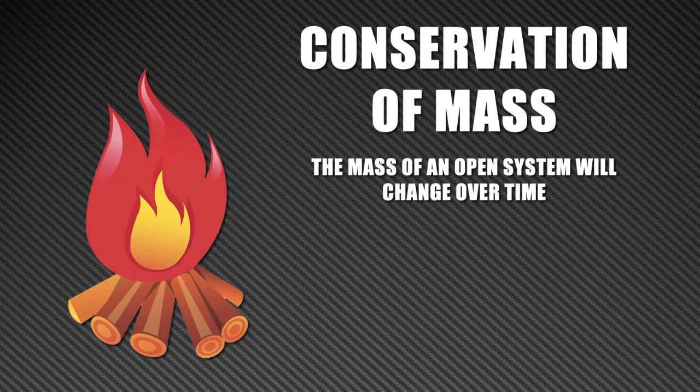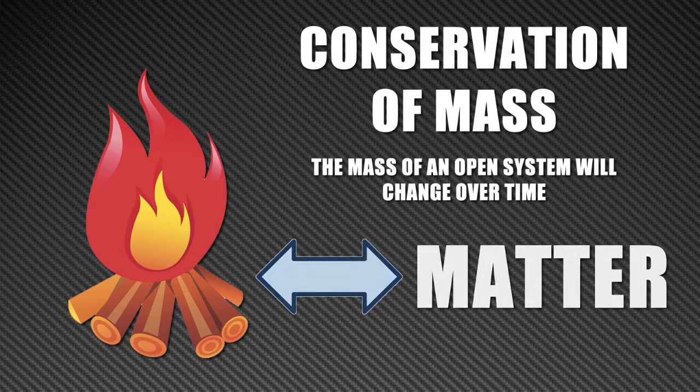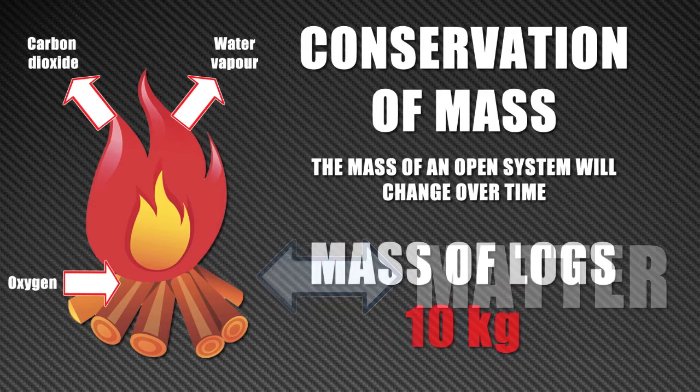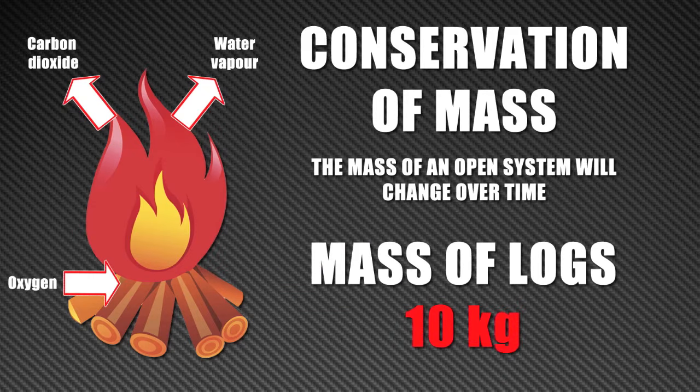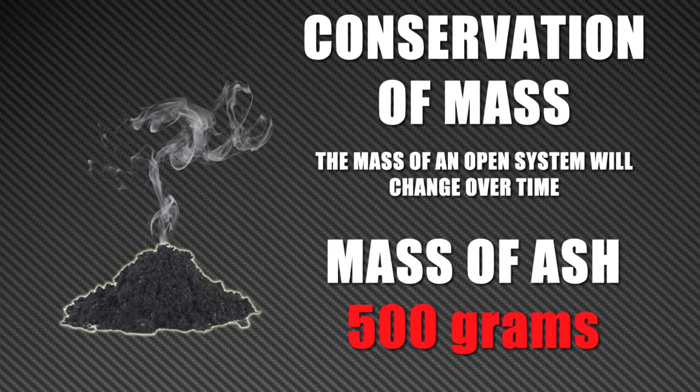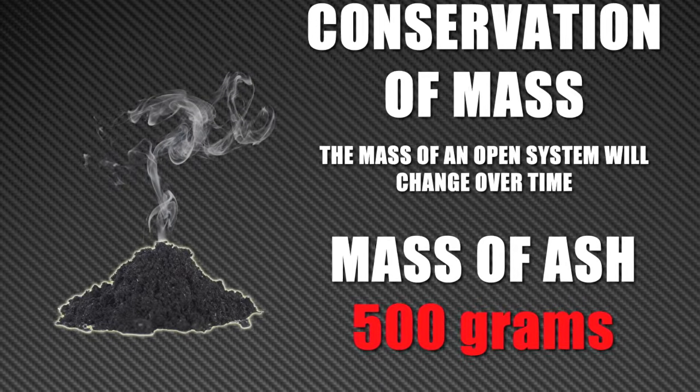A campfire is completely open, so matter in the form of atoms and molecules can easily enter and leave the system. In the case of a campfire, that means oxygen burning with the logs to produce carbon dioxide and water vapor, among other things. So the logs, which may start out with a mass of 10 kilograms, might be reduced to a small pile of ash that has a mass of only 500 grams. Because this was an open system, many atoms and molecules escaped.